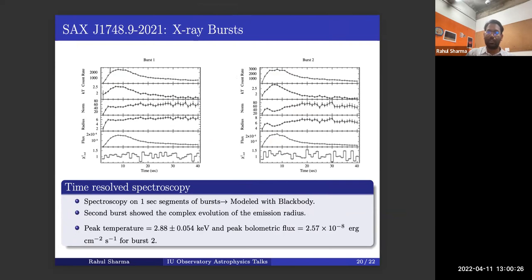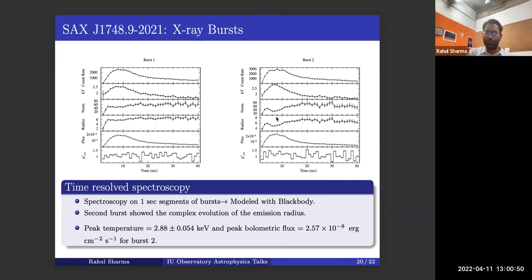So the top panel shows the count rate of the burst, how the burst is changing. The second panel is the temperature of the black body component. Third is the normalization, and the fourth is the radius. Radius is calculated from the normalization. So normalization depends on the emission radius of this black body component. And the next is how the flux is varying. And the last is the fitting statistics.